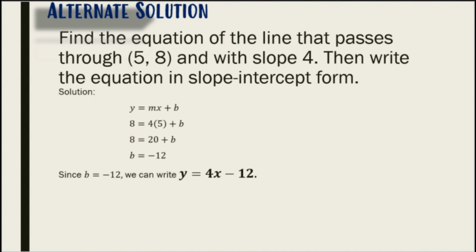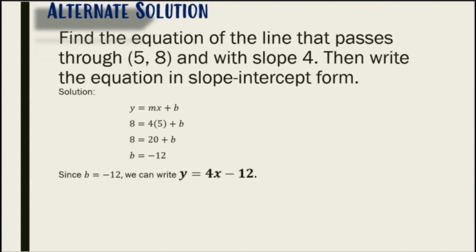It is just the same equation we've got from the previous solution. Take note that the point-slope form can be used to find the equation of a line for any given slope and point. However, if the y-intercept is given, then it may be simpler to use the slope-intercept form.